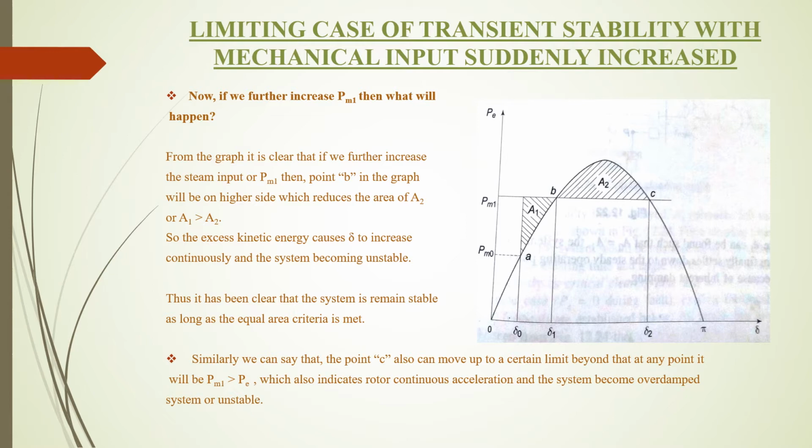Thus it is clear that the system remains stable as long as the equal area criterion is met. Similarly, we can say that the point C can also move up to a certain limit. Beyond that, at any point it will be PM1 greater than PE, which also indicates continuous rotor acceleration and the system becomes unstable.